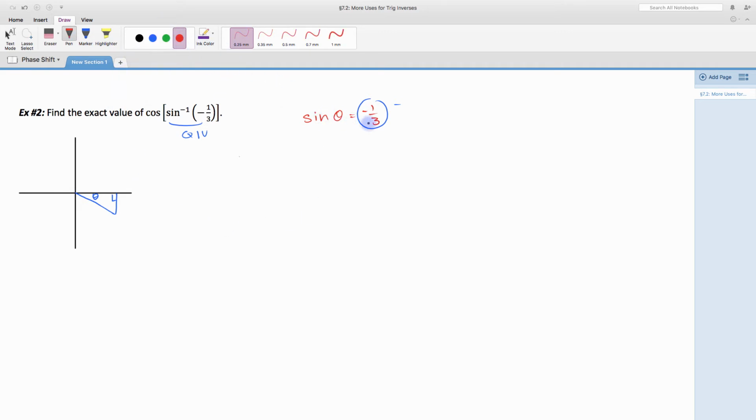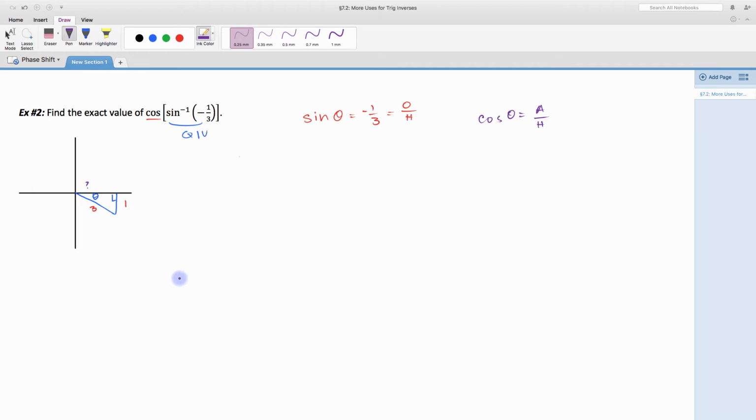Remember, when we're talking about the sine, the sine is the opposite side over the hypotenuse. So we know the opposite side and the hypotenuse. The opposite is 1 and the hypotenuse is 3. Now we need to ask ourselves what we are looking for. In the end, we're looking for the cosine. For the cosine of theta, we need the adjacent side divided by the hypotenuse. We have the hypotenuse, but we don't have the adjacent side.